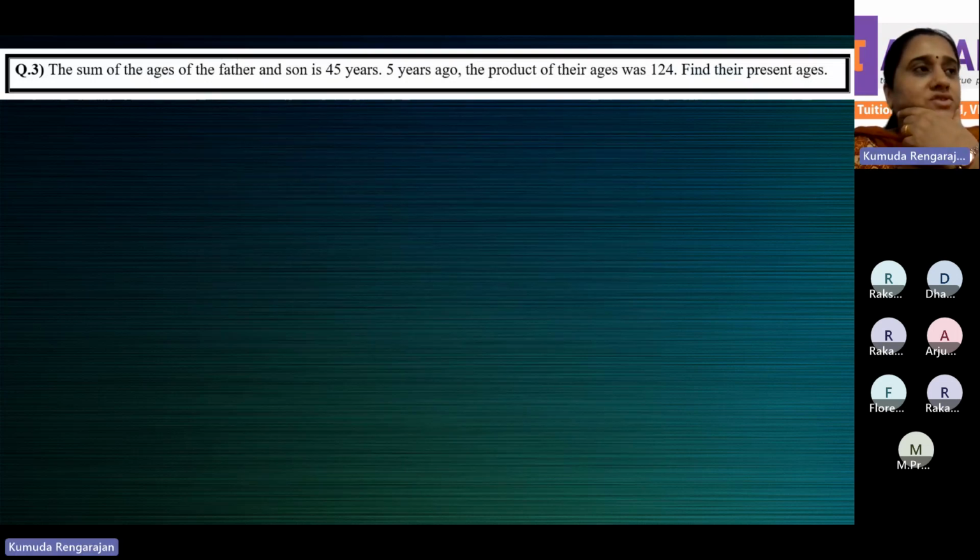The sum of the ages of the father and son is 45 years. Five years ago, the product of their ages was 124. Find their present ages.